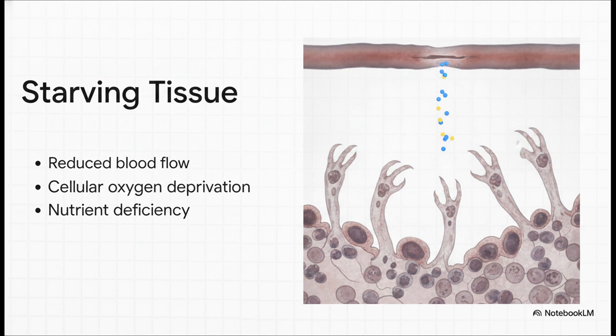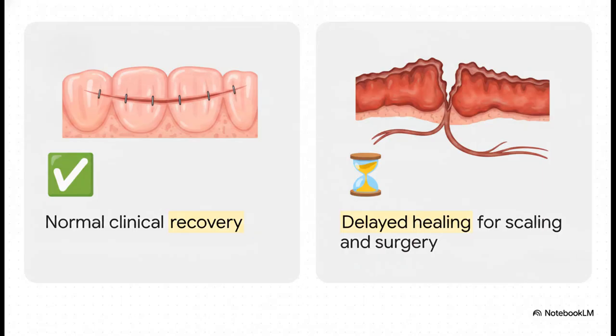The gum tissue is essentially suffocating and starving at the exact moment it needs the maximum amount of resources to heal. Because these tissues are so starved of oxygen and nutrients, routine clinical treatments suffer from dangerously delayed healing times. If you compare it to a normal clinical recovery, well, procedures like routine scaling, periodontal surgery, or tooth extractions just can't bounce back. The local environment simply lacks the biological materials and the blood flow needed to rebuild.